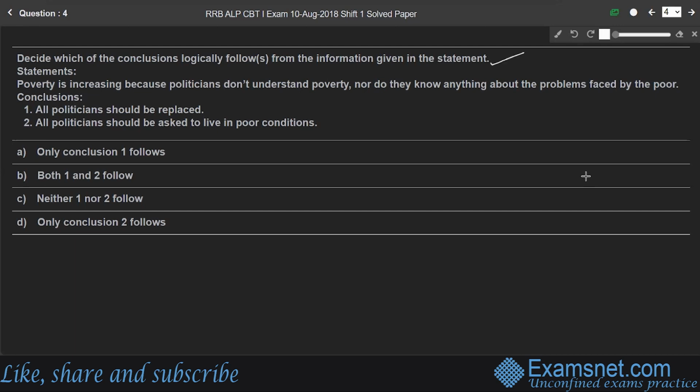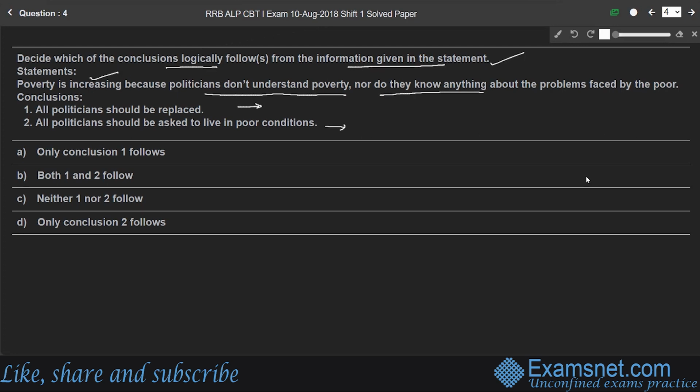Question number 4. Decide which of the conclusions logically follow from the information given in the statement. So here is the statement. Poverty is increasing because politicians don't understand poverty, nor do they know anything about the problems faced by the poor. So here is the conclusion. So the first conclusion is all politicians should be replaced. The second one is all politicians should be asked to live in poor conditions.